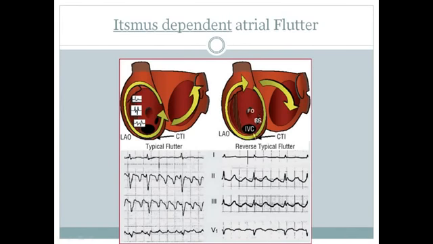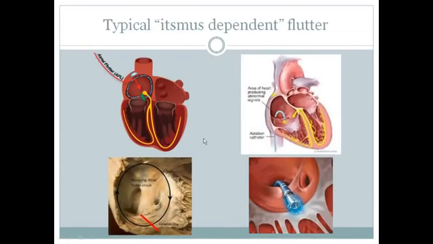Exactly the same circuit, but going in the opposite direction. And the flutter just looks opposite to that. So we have positive deflections in the inferior leads because the energy is coming down towards the leads. And it's going away from V1, so we have negative P waves in V1. So that's the classic EKG findings.